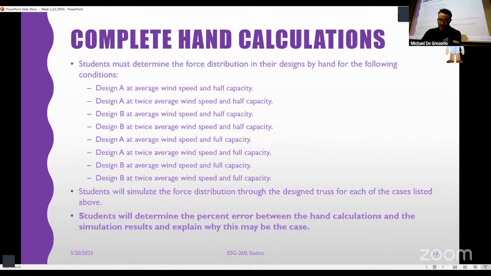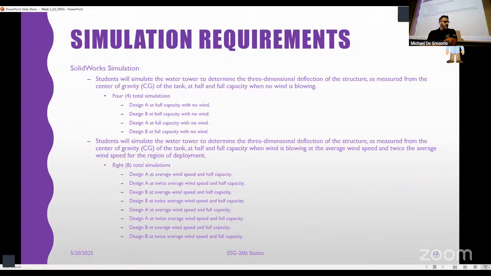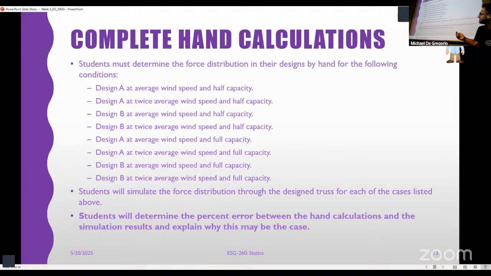Okay, great. Hand calculations. So there have to be hand calculations as well. So you're going to do the simulations and you're also going to do hand calcs for the wind speed. So you're going to do these 8 simulations and you're going to do the hand calcs associated with these, right? Okay. And then you're going to compare your hand calculations to what the simulation tells you and report a percent error between the two. Now, which one should you take to be the true value, quote unquote?